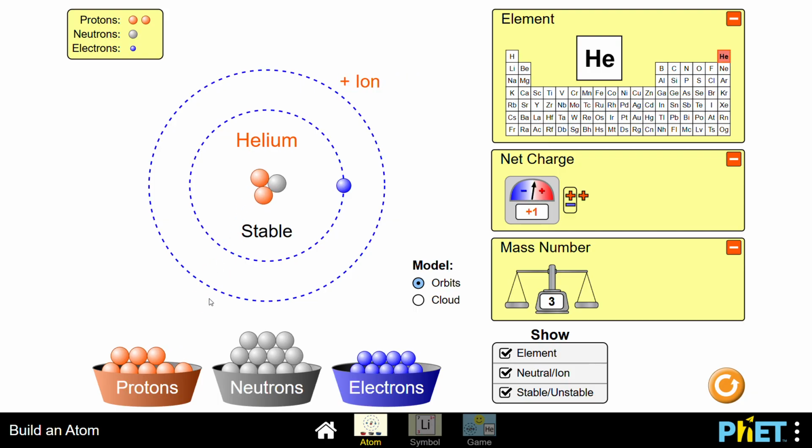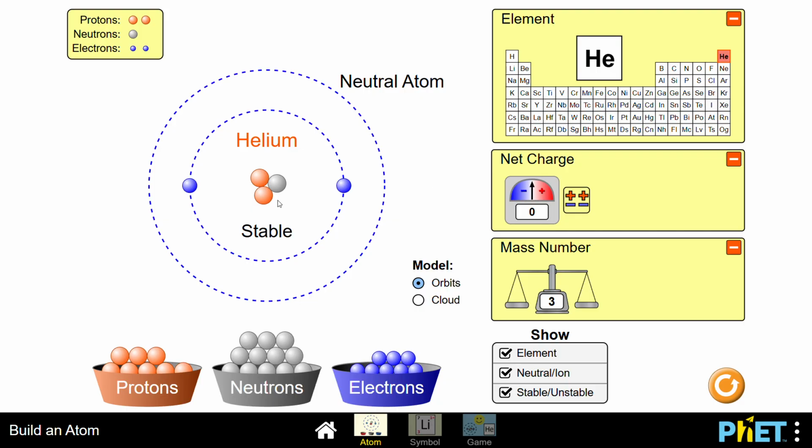Next, adding one more proton. It has become an ion. But the element is helium. So it is an ion. To make it an atom, what we have to do? We have to add electrons. Why? The number of protons should be equal to the number of electrons. Then only we call it an atom. So we can place the second electron in the first shell. Now it is a neutral atom, right?